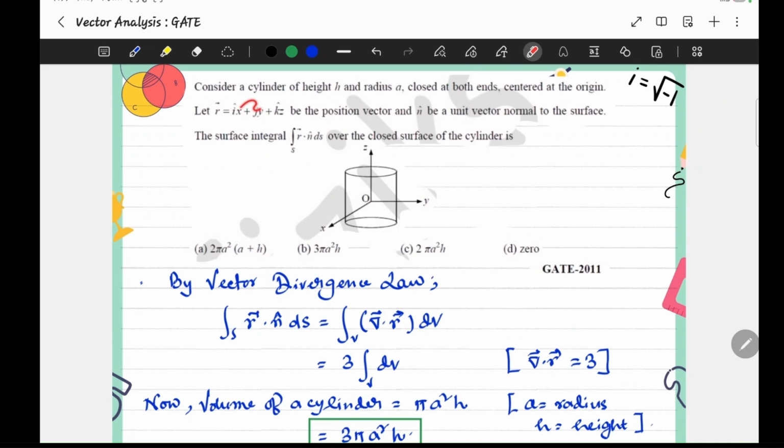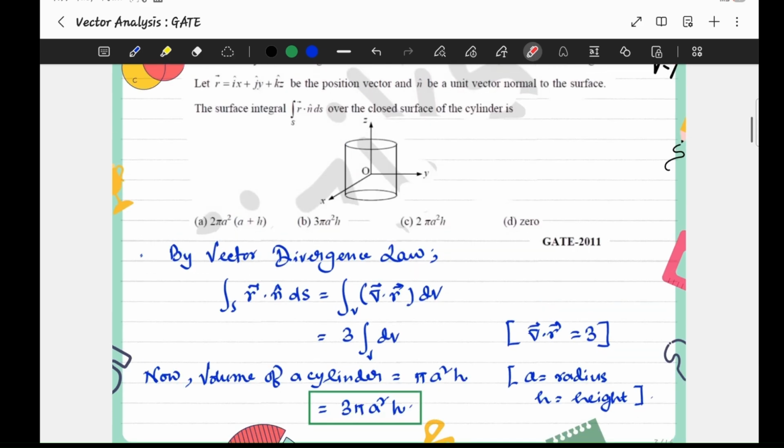नेक्स्ट क्वेश्चन, कंसीडर ए सिलेंडर ऑफ हाइट h. इसका हाइट जो है ये h है एंड दिस रेडियस इज a. Closed at both ends, centered at origin. Let r be the position vector and n cap be a unit vector normal to the surface. The surface integral r dot n ds over the closed surface of the cylinder.